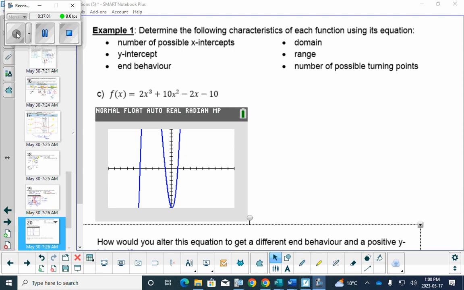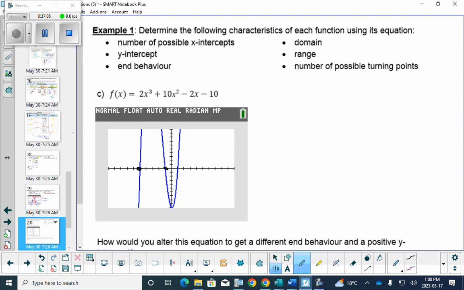So number of possible x-intercepts is 3. For the y-intercept, you can either look at the picture or you can just look at the constant term and see that it's at -10. This is quadrant 3. It's going this way on the left side. This is quadrant 1 on the right side. So it's going quadrant 3 to quadrant 1.